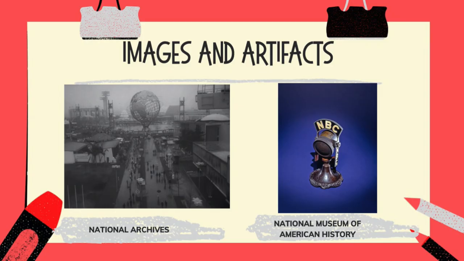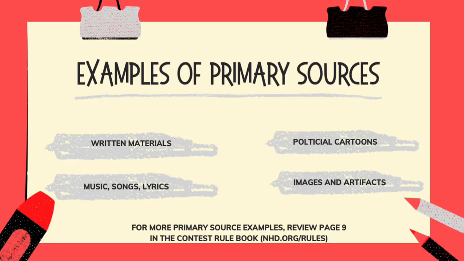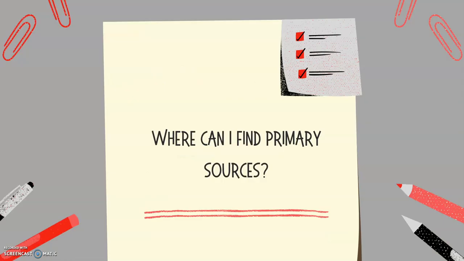And the last one, of course, is images and artifacts. This could be pictures of the civil rights movement. It could be a painting from the National Portrait Gallery. Those images that help to really enhance your project, those are primary sources. You can find more primary source examples on page 9 in the contest rulebook, which you can download again at nhd.org/rules.